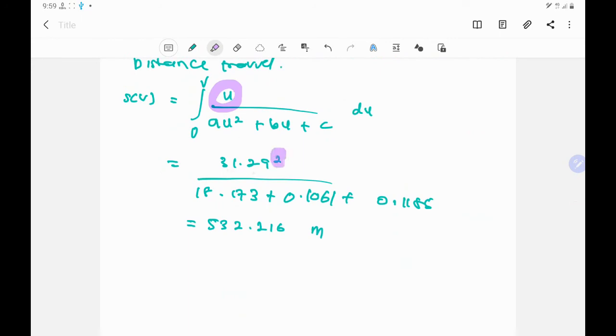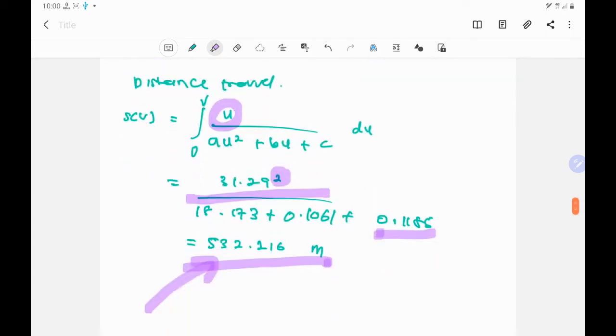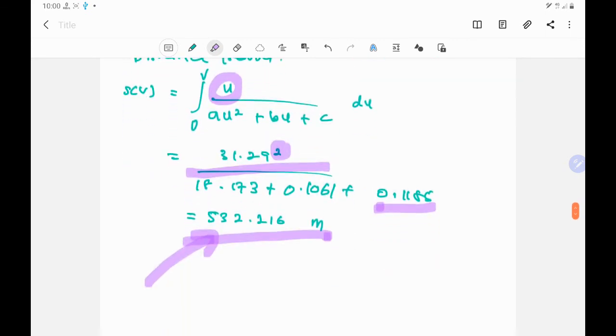31.29 squared over 18.173 plus 0.1061 plus 0.1186, and then we can get this value, 532.216 meters, which is the distance for the train to stop when we apply the maximum speed.